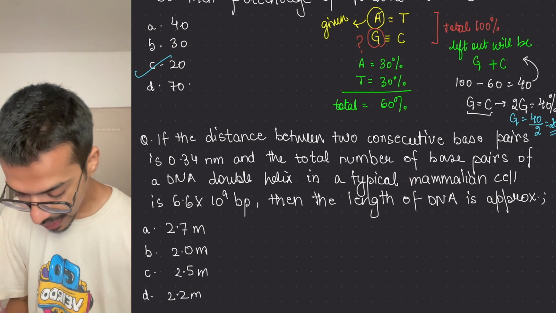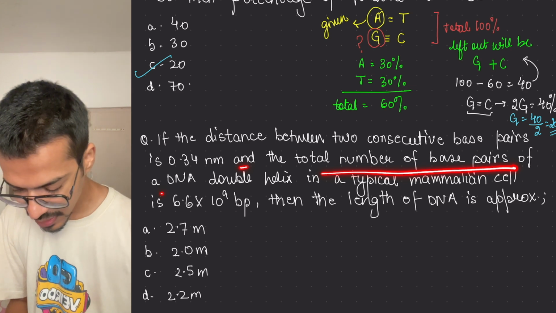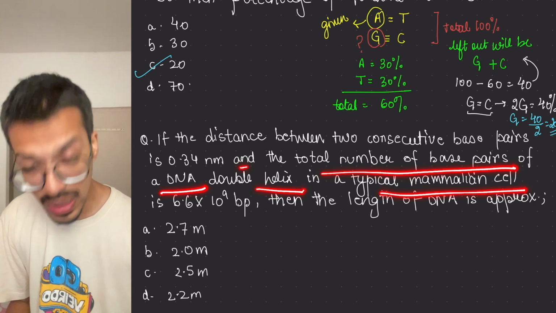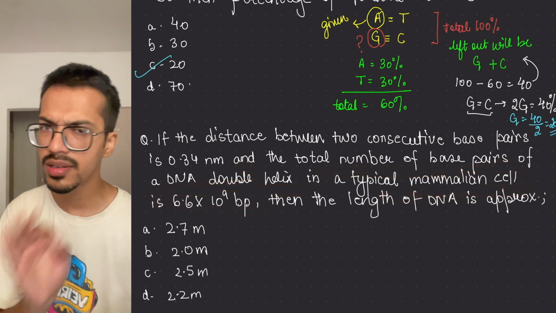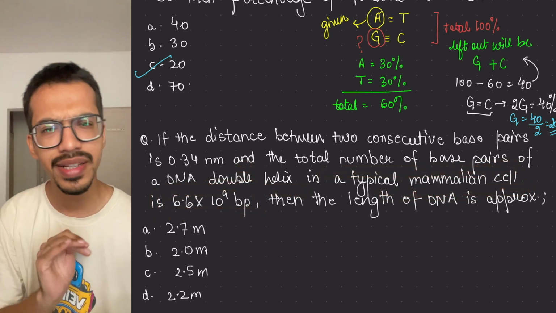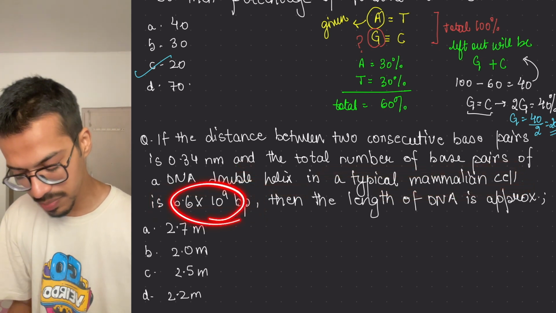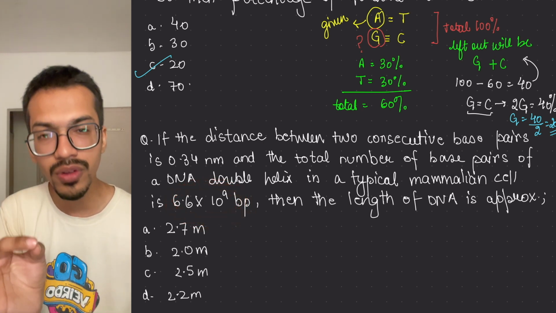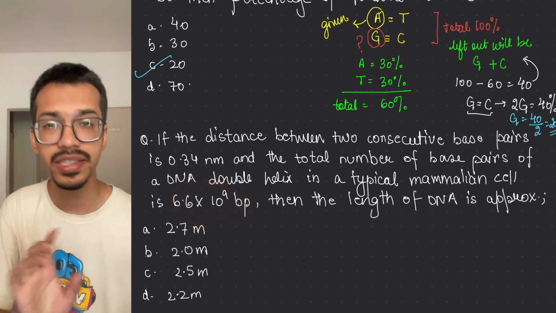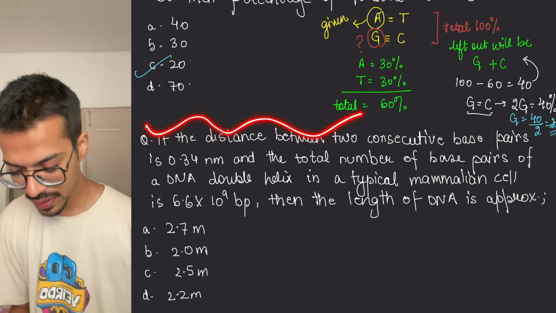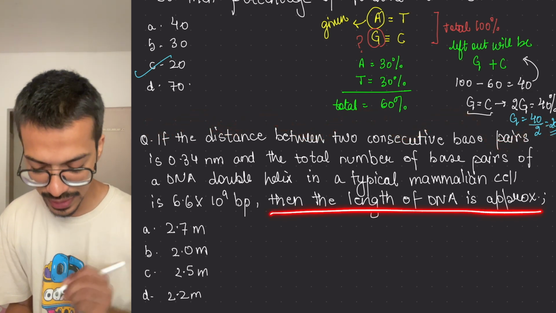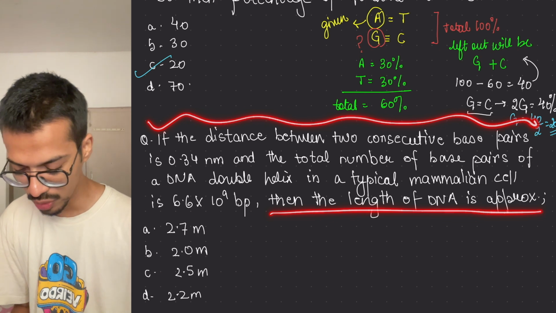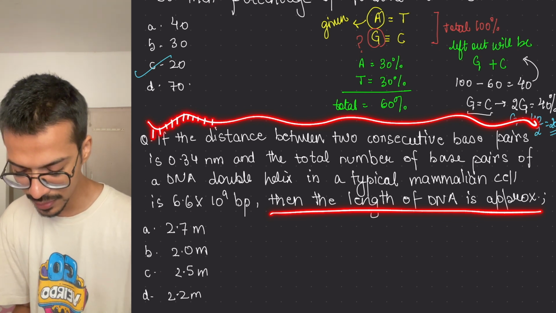And the total number of base pairs in the DNA double helix of a typical mammalian cell is 6.6 into 10 raised to power 9 base pairs. Just like a human diploid cell, they have given that this number of base pairs is present in the DNA. You know that DNA is in the form of a thread-like thing, right? So then the length of the DNA, how long is this? We have multiple of this, right?